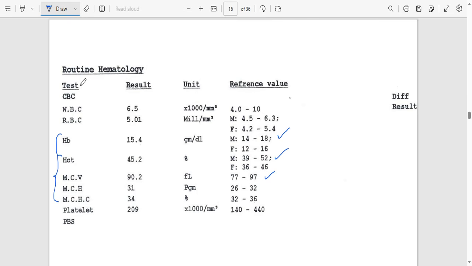Now, we don't know if this is a male or a female, so I've just ticked this value, and I've also ticked just for the male there. We can see MCH is given as 31. The reference range for this one, they've given us between 26 to 31. This is also normal. What of MCHC? It is 34. The reference range is also here. This is also normal.